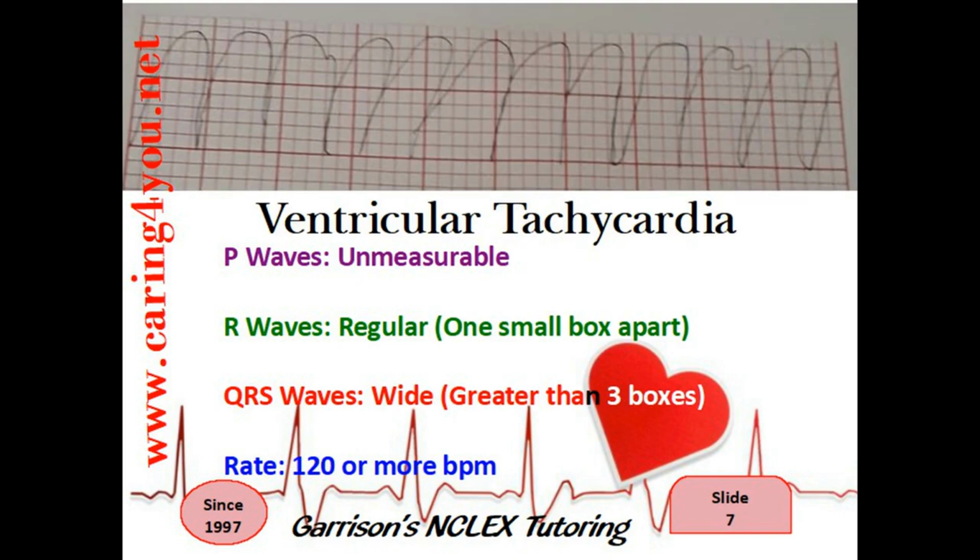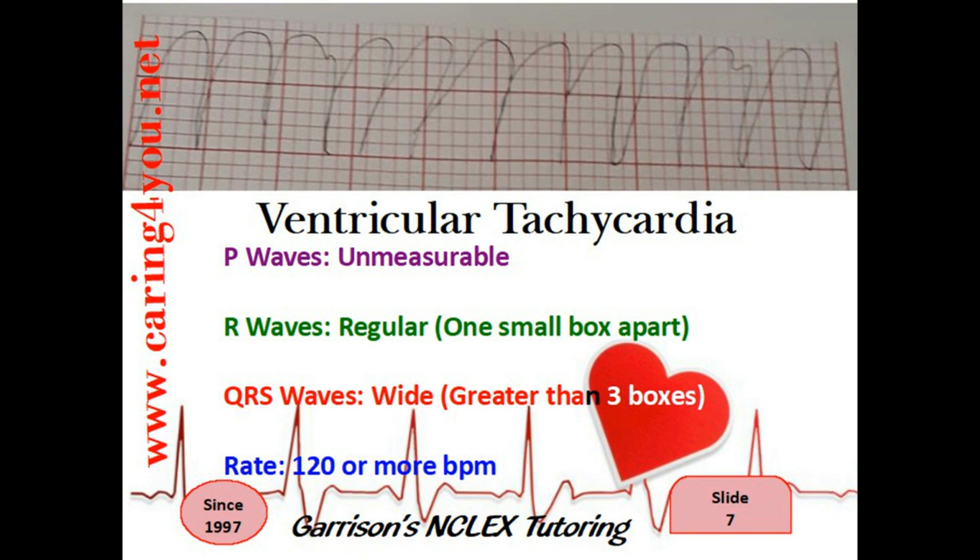Now, let's move on to the next possible strip that might be on the NCLEX, and that is ventricular tachycardia. Now, look at the strip. What the heck are we looking at? Well, all you got to remember is the P wave is unmeasurable. There is no P wave. The R waves are regular. They're about one small box apart. So if you count R to R, I have like a half a box, 1 box. You know, they're supposed to be 1 box apart, right? So the R waves are regular, 1 small box apart, which means 0.04 seconds apart, right?